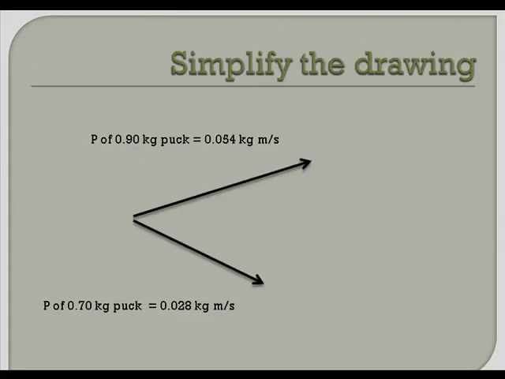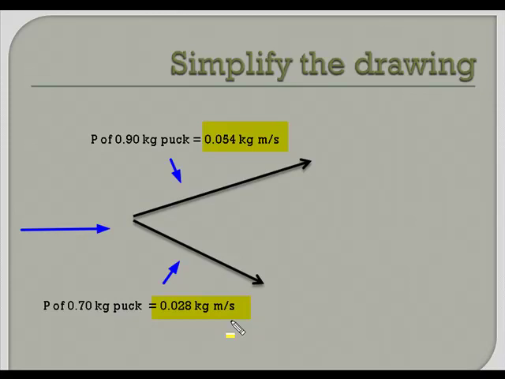Now, to simplify the drawing, we draw vectors to represent each of those momentums. The incident one comes in, there's the collision, there is the momentum of the incident puck, there's the momentum of the target puck. If you worked it out, the momentum would be 0.054 kilogram meter per second, and for the other one, you would get 0.028 kilogram meter per second. You now know each of those vectors.